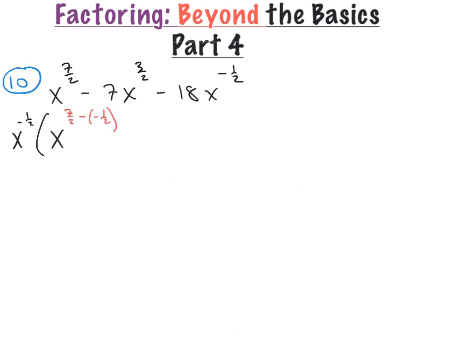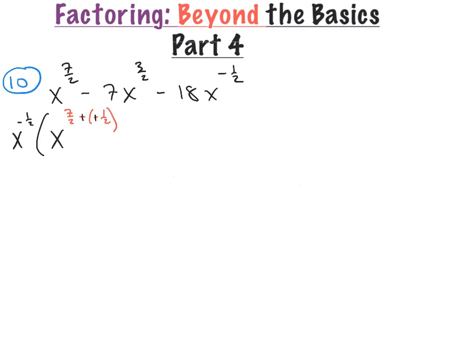All right, our last problem is x to the 7 halves minus 7x to the 3 halves minus 18x to the negative 1 half. Okay, if you can do this one, you can do them all. First of all, we have x to the negative 1 half as our smallest exponent, so that's our GCF. So when we factor this out, I'm going to write this in because I don't want to make a mistake. Existing exponent minus the exponent we're going to take out. So x to the 7 halves minus 1 half.